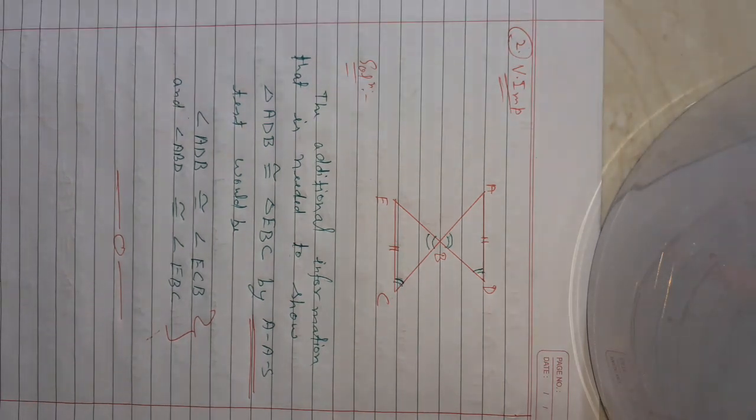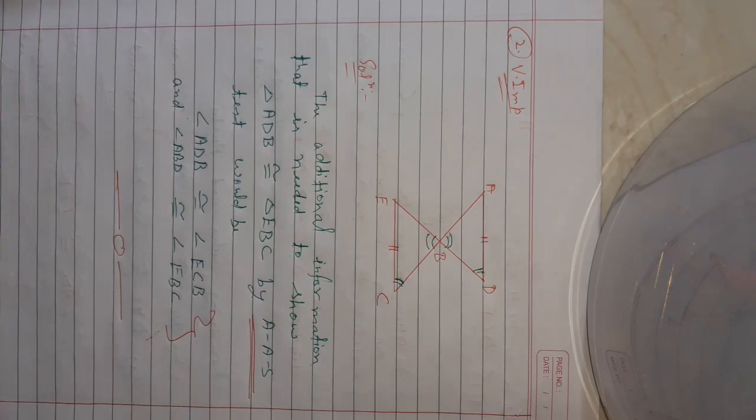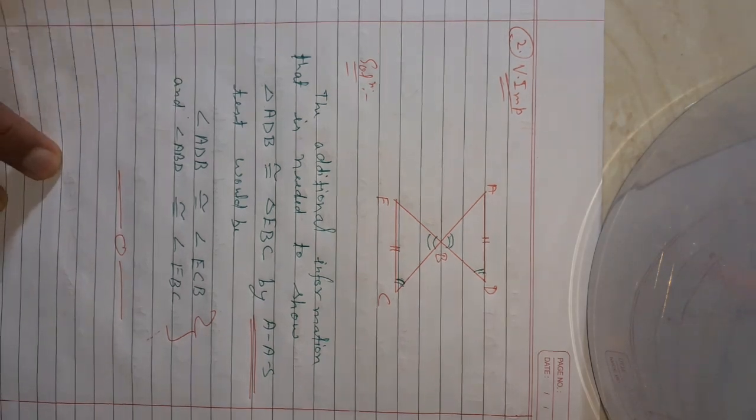Now you come to the next chapter. What is that? Compound interest, the next chapter.